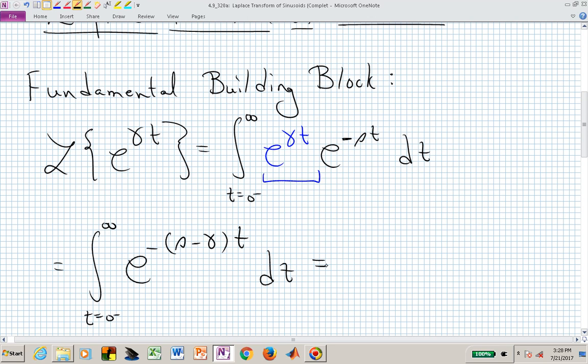If we integrate this, remember s and gamma we can simply take as independent variables, independent of the variable of integration t. We now have this quantity minus (s minus gamma) in the argument of the exponent, which says that the integral of that is 1 over minus (s minus gamma) times e to the minus (s minus gamma) t, and we need to evaluate that at t equals 0 minus and t equals infinity.